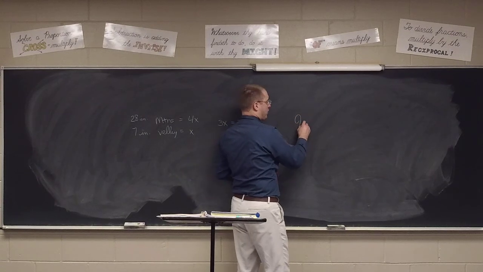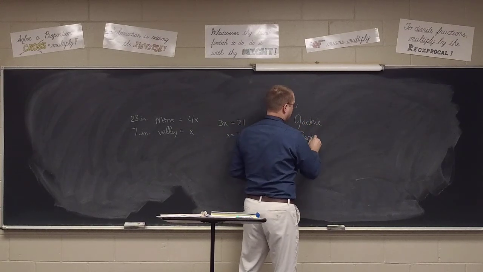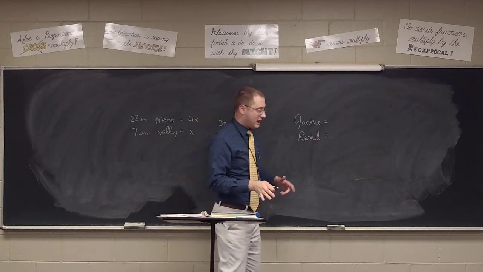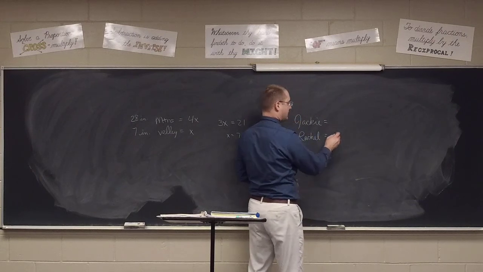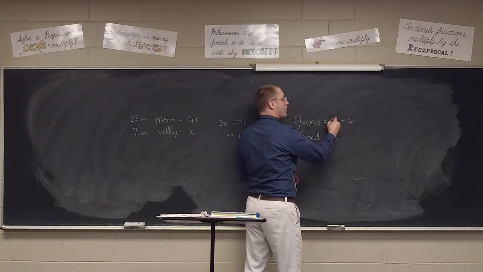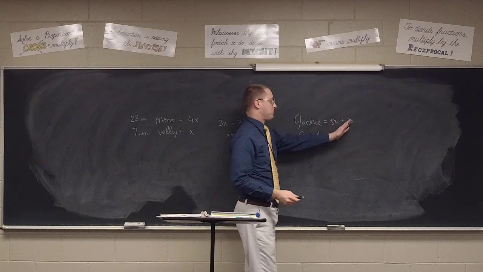A basic approach, if we're just staying with that same method, is you've got 2 people, right? Jackie, Rachel, and it says that Jackie takes 5 minutes more than 1/3 the time it takes Rachel. So Rachel would be x. Jackie would be 5 minutes more than 1/3 the time of Rachel. So a third x plus 5.